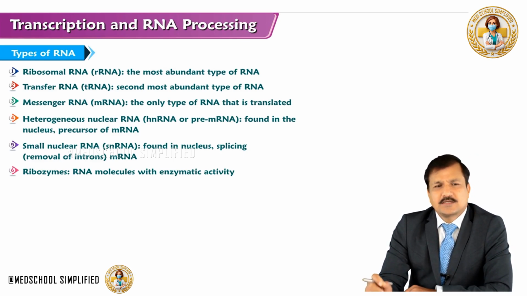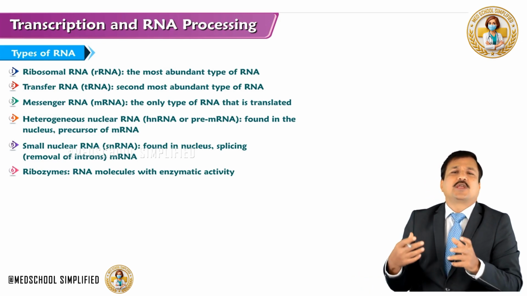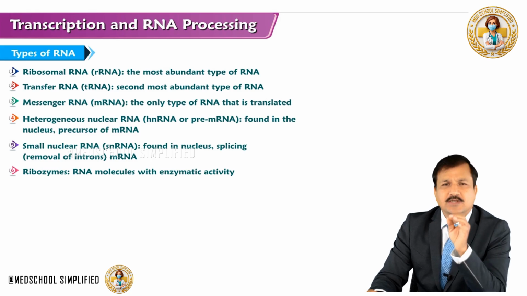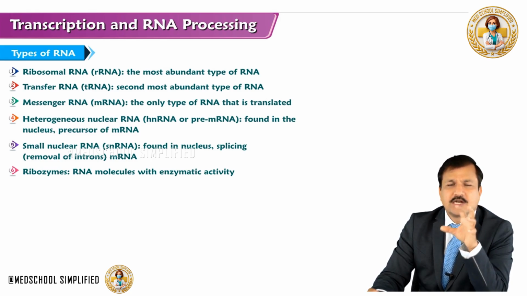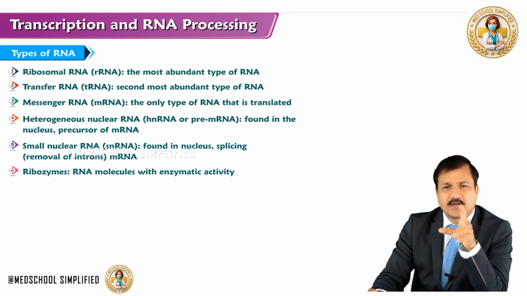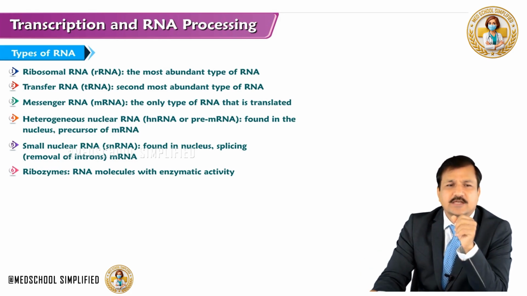And then the last type of RNA is the small nuclear RNA, referred to as snRNA. These are also found only in the nucleus of eukaryotes. One of its major functions is to participate in splicing. Splicing means removal of introns, which are not coding for any proteins, present over mRNA. So that's the role of small nuclear RNA. They do the splicing, remove the introns and join the exons.